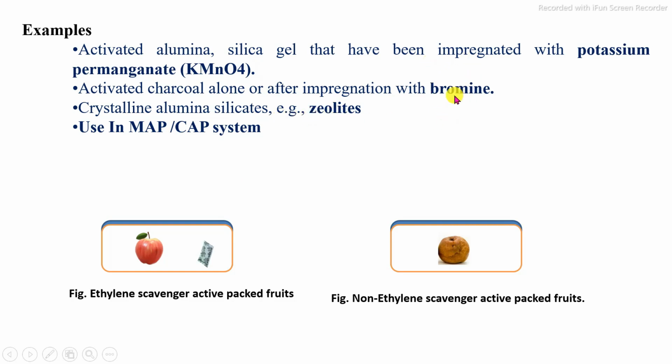These active additives are used in the MAP or maybe in the CAP packaging system to extend the shelf life of that packed product, to reduce the rate of spoilage due to the delay of the ripening of the fruits during handling, storage and transportation. You can see how the ethylene scavengers maintain the internal quality of that packed product.